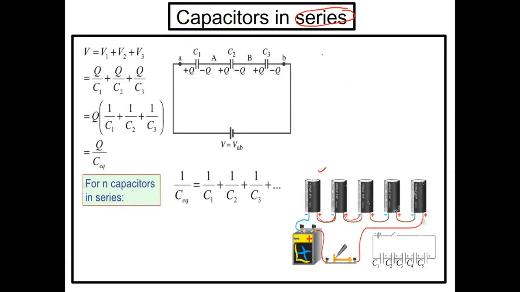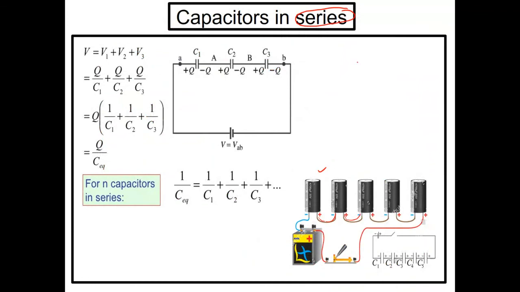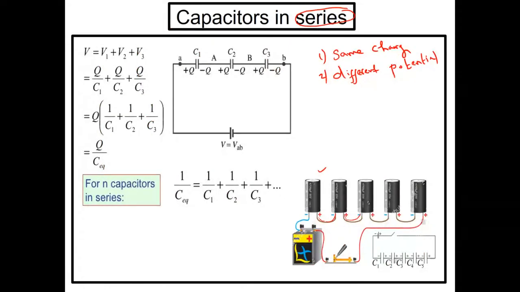Now, I told you 2 points. Am I right? What are the 2 points? In parallel, you have the same potential, but your charges are different. What will happen here? It's a reverse. Same charge, but different potential. So if you know the information about the parallel, the series is the reverse.